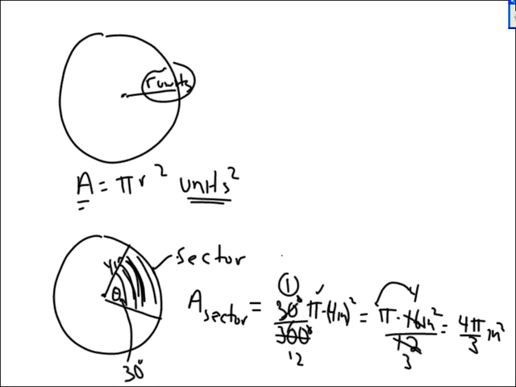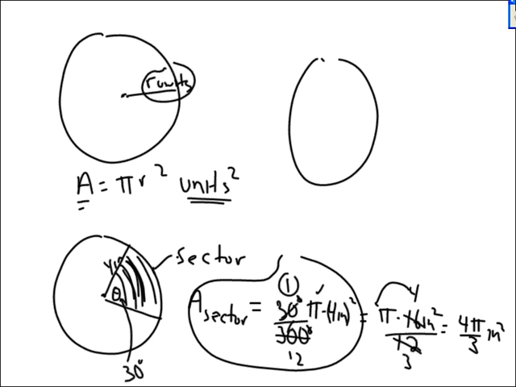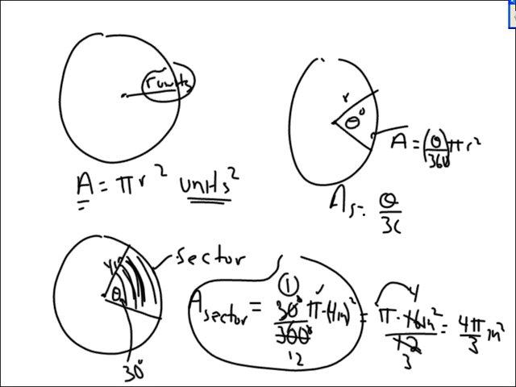So basically, this is the formula for a sector. Let's do it arbitrary. If the angle is theta degrees, and the radius is r, the area of the sector is pi r squared times the portion, theta over 360. So that is your formula. The area of a sector is theta over 360 times the whole area, pi r squared.